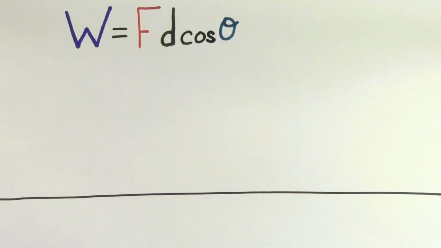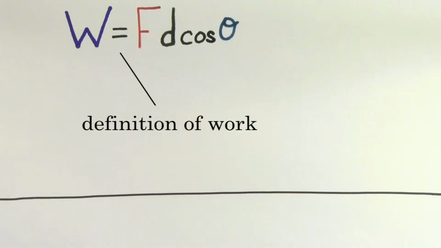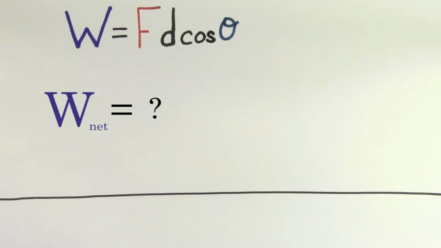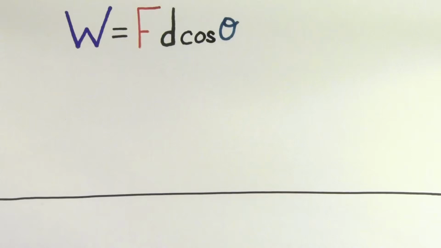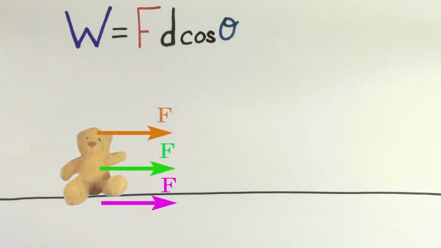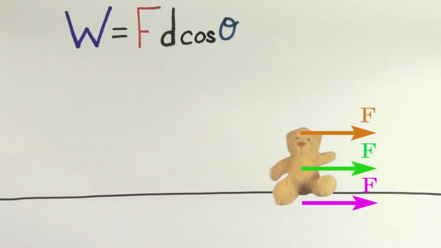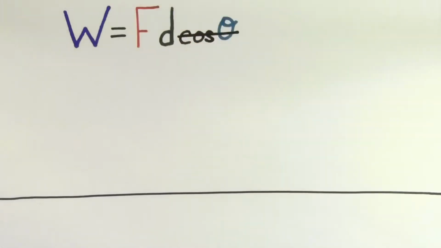So this formula represents the definition of the work done by a particular force. But what if we wanted to know the net work or total work done on an object? We could just find the individual amounts of work done by each particular force and add them up. But there's actually a trick to figuring out the net work done on an object. To keep things simple, let's assume that all the forces already lie along the direction of the displacement. That way we can get rid of the cosine theta term.